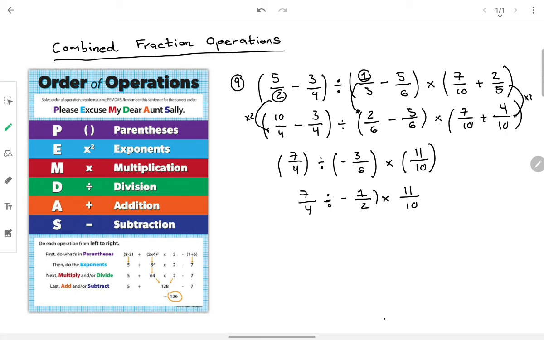Remember, we can do the little trick of flipping this one. So we can have 7 quarters multiplied by minus 2 over 1 multiplied by 11 over 10. Remember, when we have multiplication, we can always multiply the numerators and the denominators. So let's see, we will get a negative answer because positive multiplied by negative is negative, multiplied by positive is negative. So our final answer will be negative.